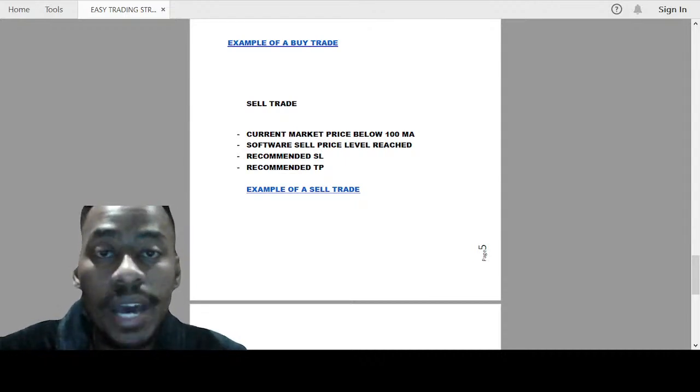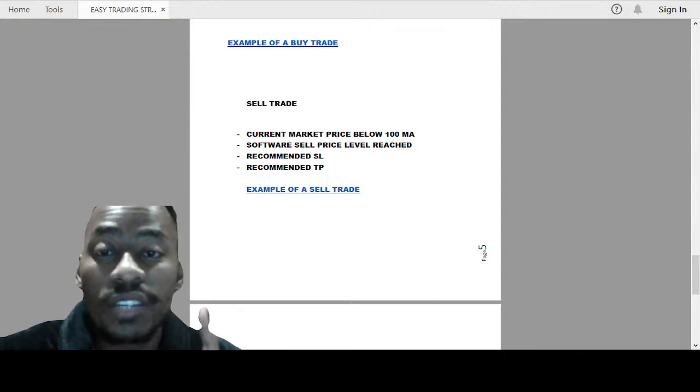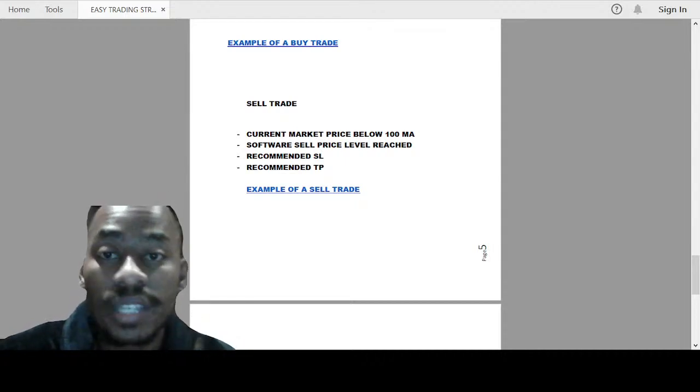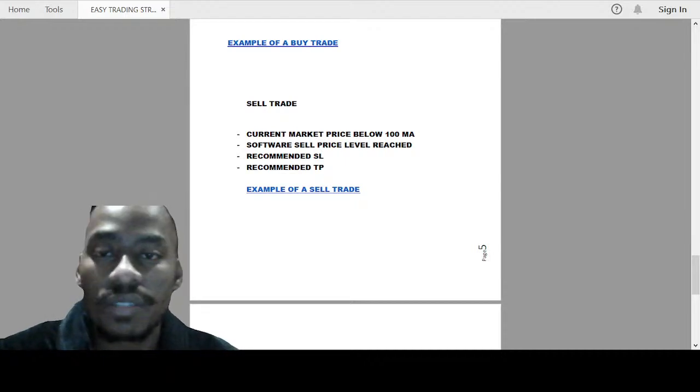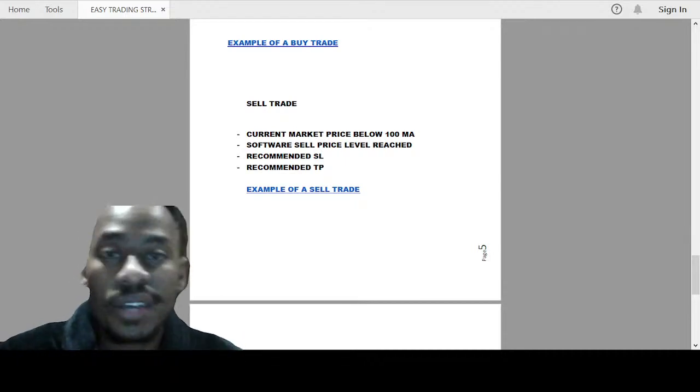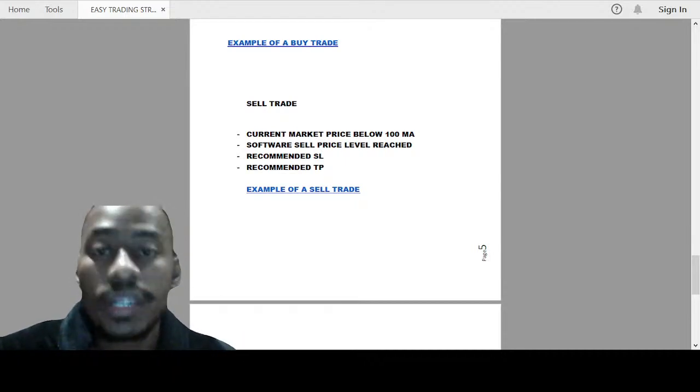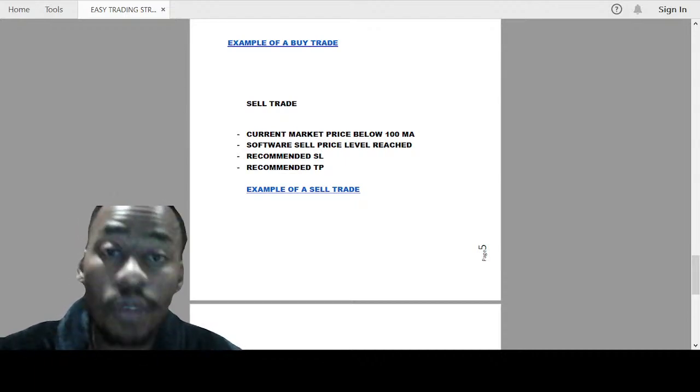Once the price is underneath the 100-period moving average, we wait for the price to get to the sell price level entry that the system gives. You're going to see that in just a bit, don't worry too much about it. Once we're in the trade, the system tells us where to put our stop loss. It also tells us where to put our take profit level.